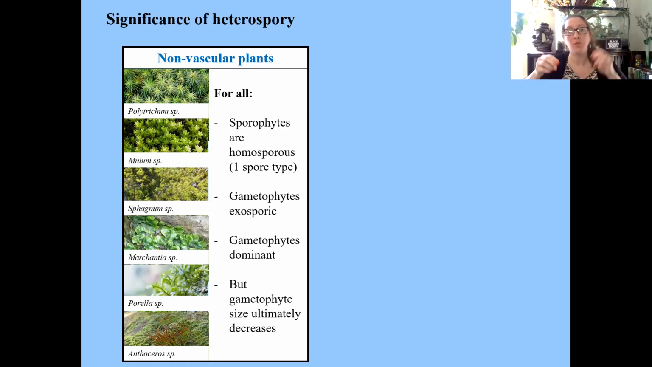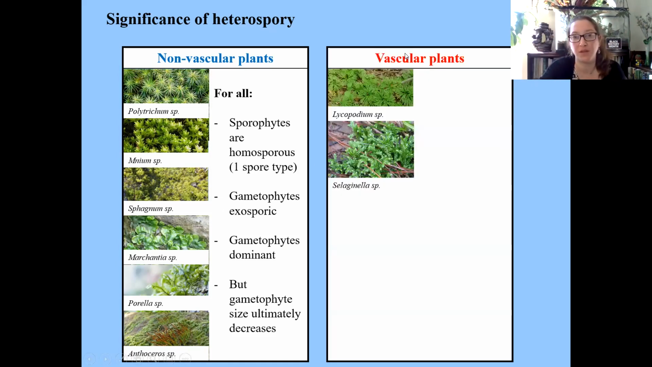Gametophytes dominant, as I just said, but ultimately we see a reduction in gametophyte size, even in those, right? In the mosses, you have a big green fluffy plant. And then by the time you get to the liverworts, it's kind of like a little green tongue thing, right? Thallus. And then when you get to the hornworts, an even smaller little green tongue-looking thing, thallus. So we still see a decrease in the size of the gametophyte plant.